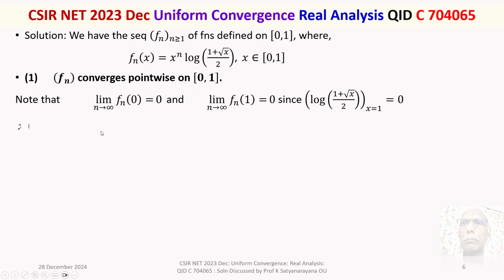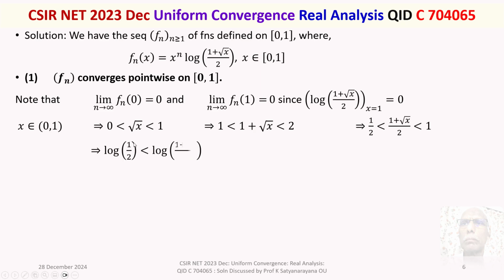So now we have to consider x belongs to the open interval 0 to 1. Then this implies 0 less than root x less than 1. Adding 1 throughout, you will get 1 less than 1 plus root x less than 2. Dividing throughout by 2, we get 1/2 less than (1 plus root x)/2 less than 1. Taking the logarithms throughout, the inequalities will not get disturbed because the logarithm function is an increasing function. So log of 1/2 less than log of (1 plus root x)/2 less than log 1, which is 0. This is true for all x belongs to the open interval 0 to 1. So it says that it is a bounded function.